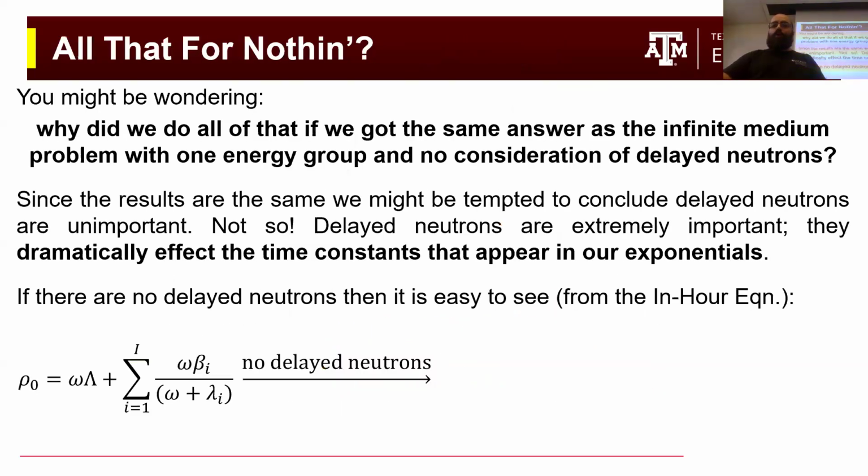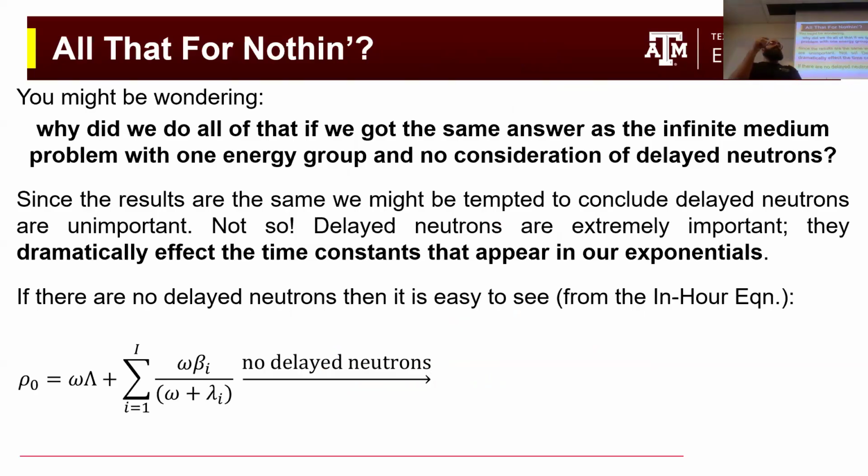So this is a good one to know. And you might be wondering, did we do all of that for nothing? Do the delayed neutrons not even matter if we added these delayed neutrons? We got all these complicated equations, we figured out what the end behavior is going to be, and then it was the same answer for the infinite medium problem. We might think that the delayed neutrons don't matter, but that's not true.